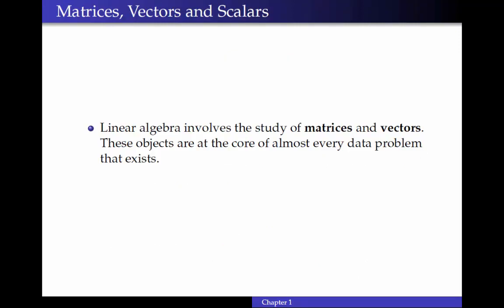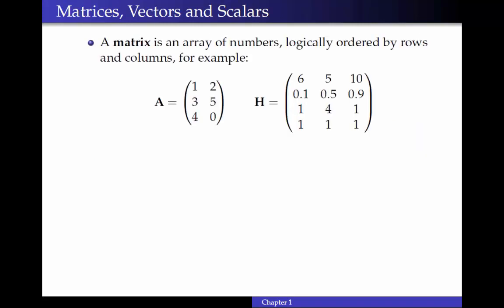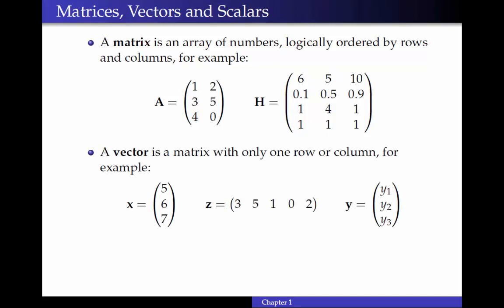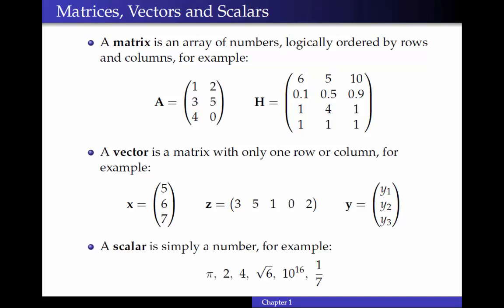So linear algebra is going to require the study of matrices and vectors. So these objects are at the core of almost every data problem that exists, right? Our data is really just a big matrix, a big table of numbers. A matrix is just an array of numbers, logically ordered by rows and columns. So for example, I have 2 matrices here. And a vector is simply a matrix with only 1 row or column. Some examples are here. And then a scalar is just a number. For example, pi, or 2, or 10 to the 16th would be a very large scalar.